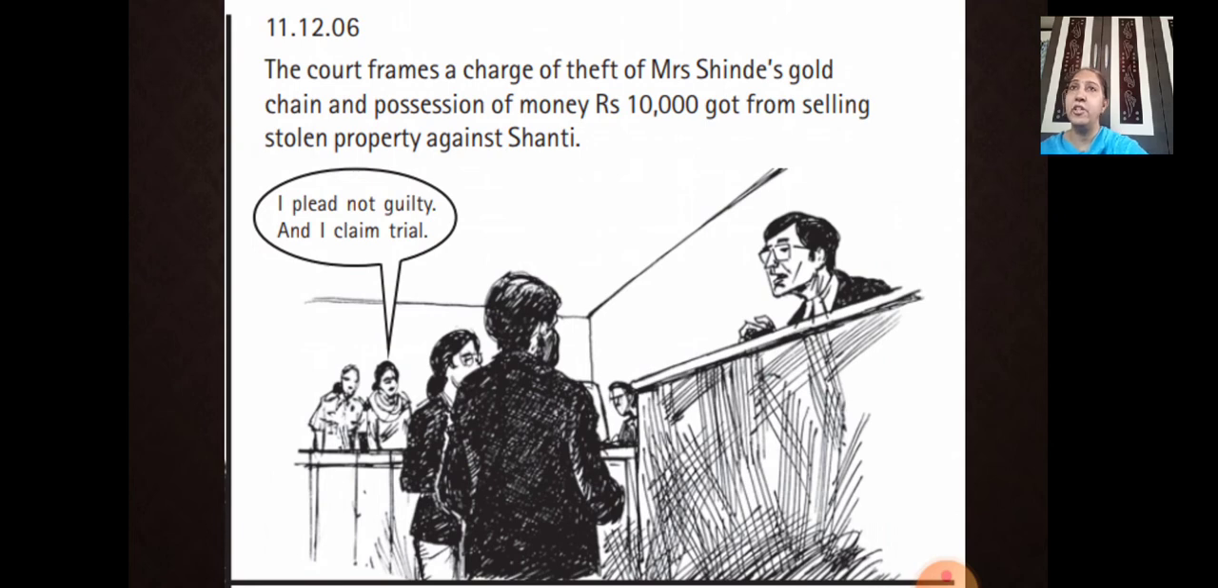Then on 11th of December, the court frames a charge of theft of Mrs. Shinde's gold chain and possession of rupees 10,000 got from selling stolen property against Shanti. Okay, now the court case begins. I plead not guilty and I claim trial. This is what Shanti is saying. The trial before the magistrate begins now.